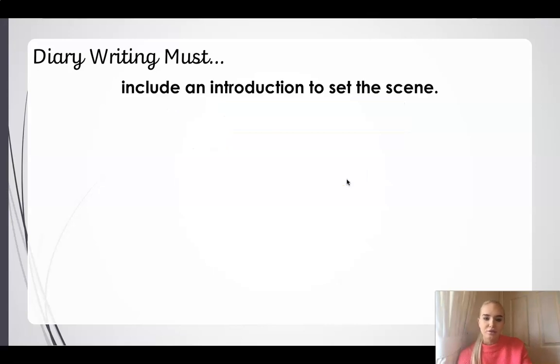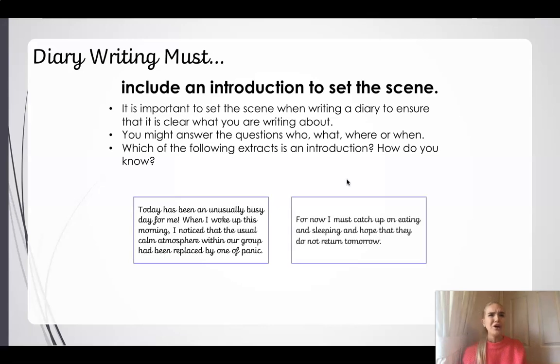A diary must also have an introduction. Now, not a huge introduction using our 5 W's like we have in a newspaper report, but we really need to set the scene when we're writing a diary. So you might answer the question who, what, where and when, but you won't do it in as big a detail as you would in a newspaper report. Now, I've got 2 extracts here. Which one is an introduction and which one is not an introduction? Pause the video and have a think.